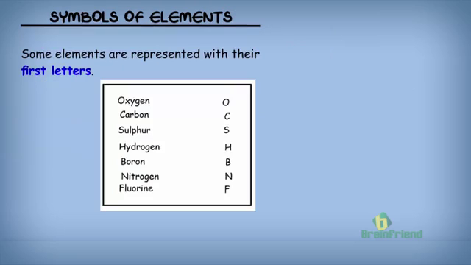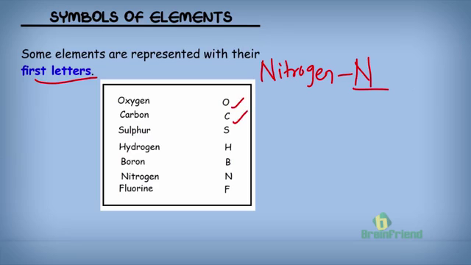We see that some elements are represented with their first letters. So this means that, for example, the element nitrogen will be represented by the first letter in that word, nitrogen. And the first letter is letter N. And we do not write them in small letter, we write them in capital forms. So other examples, we have oxygen, is represented by the letter O, capital letter O, carbon, sulfur, hydrogen, boron, nitrogen, and fluorine, and a whole lot of other elements.